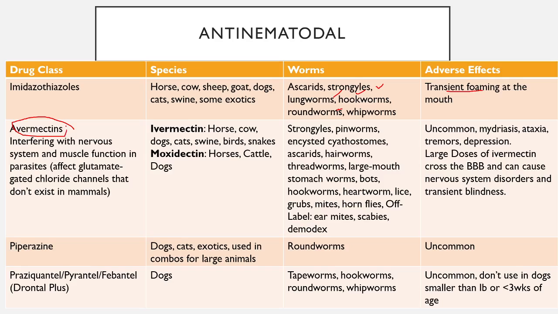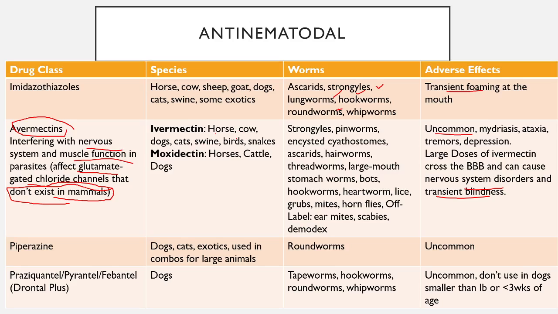Ivermectins are one of the biggest classes of antiparasitics or antinematodals. These interfere with the nervous system and muscle function in parasites. They affect the glutamate-gated chloride channels, and these channels don't exist in mammals, so they're safer for mammals. We do see some uncommon adverse effects, especially with large doses of ivermectin. We can see some nervous system disorders and transient blindness, things like mydriasis, ataxia, tremors, and depression. But it's pretty unusual unless you're using higher doses.